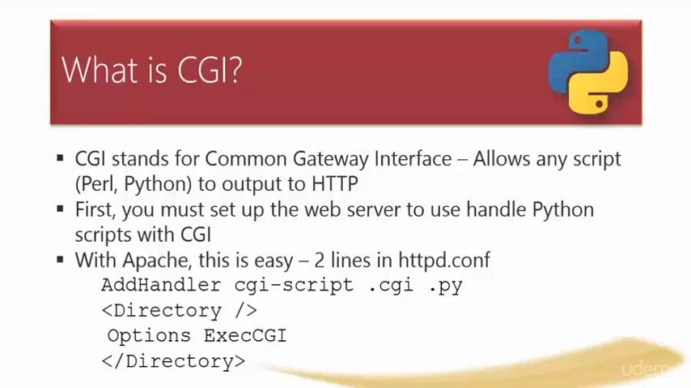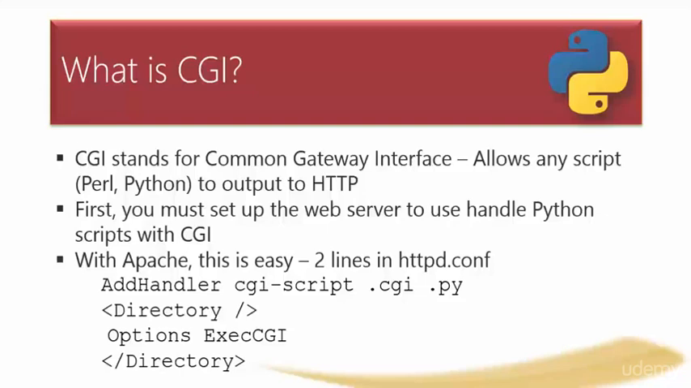First, you must set up your web server to handle Python scripts or Perl scripts or CGI scripts. With Apache, for example, which is open source, this is easy. All we do is add 2 lines in the configuration file, which is the AddHandler, and make sure we have the .cgi and .py extensions added to the Apache server so it recognizes whenever we run a CGI file. Another important thing is to make sure that the option ExecCGI is also part of the configuration file in Apache. And I'll show you where these files are.